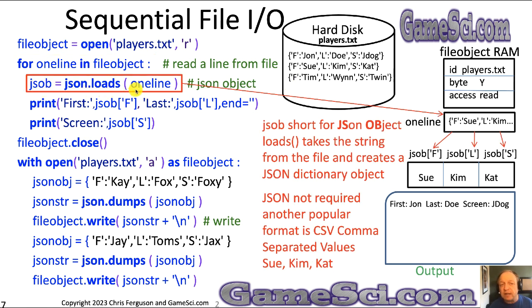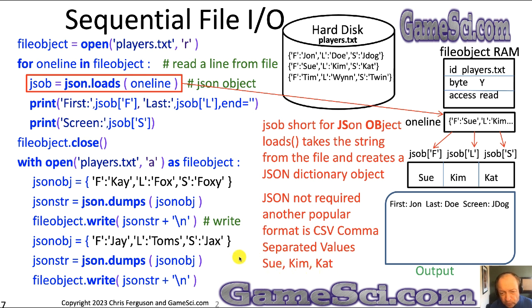jsob equals json.loads one line. Take that one line of data that we read from the file, load it into a Python dictionary. You do not have to store your data in JSON format in the file, but if you do, it's the easiest way to change it. jsob is short for JSON object. loads takes the string from the file and creates a JSON dictionary object. JSON is not required. Another popular format is called CSV, or comma separated value format, where the data is separated by commas.